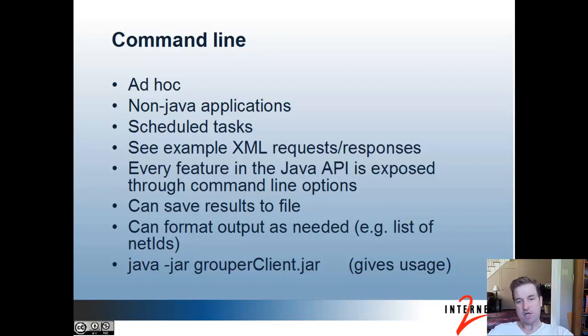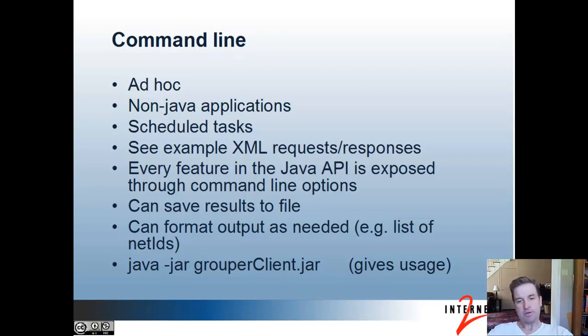Every feature in the Java API for the grouper client is exposed through the command line options of the grouper client. And actually the command line client uses the Java API for its processing. You can save your results to a file with a command line parameter, the greater than sign in Unix, but you can also pass a param to the client to do that for you as well. An advantage to that is that it can diff the file that's there and only change it if the results are different.